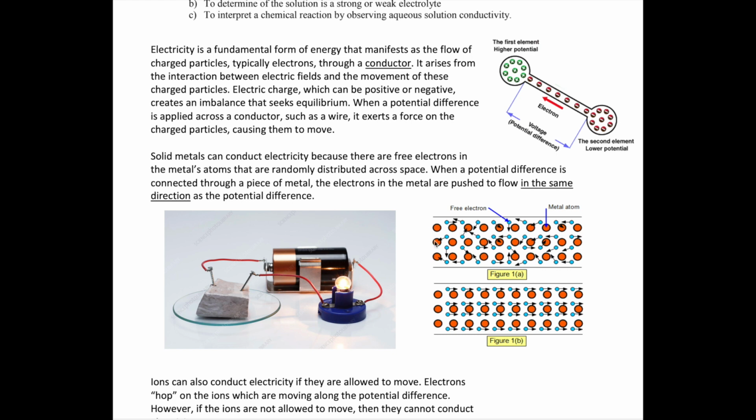If you put this in a potential difference, then one side is going to have a negative and the other side is going to have a positive. So now there is a push for all those electrons to flow in that direction. It's exactly what this picture looks like here. When all of the electrons are flowing in that direction, that's what we call electricity.